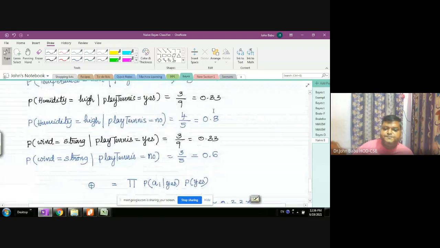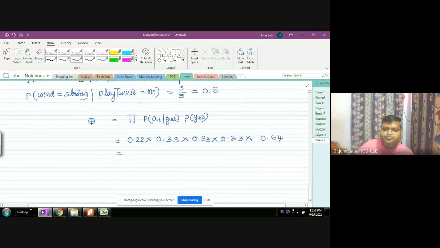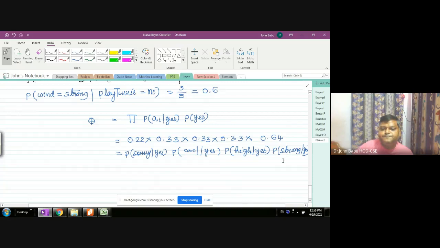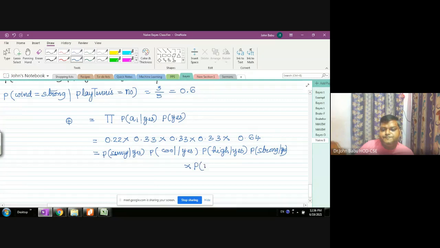Probability of yes is 0.64. What is this value? Probability of sunny given yes, probability of cool given yes, probability of humidity high given yes, probability of wind strong given yes, into the probability of yes. This is what we calculated. Tell me the value. 0.0050.